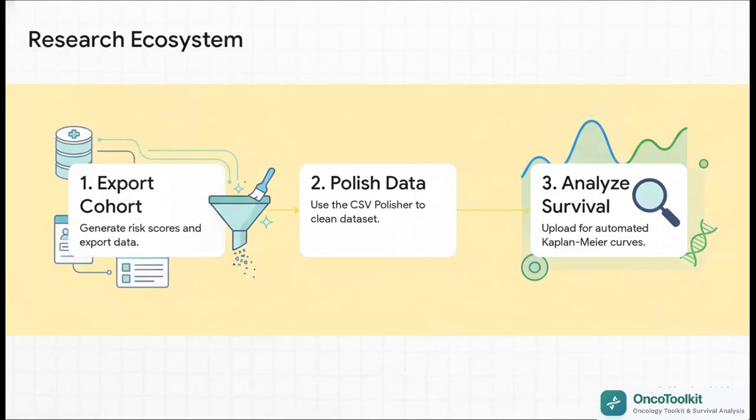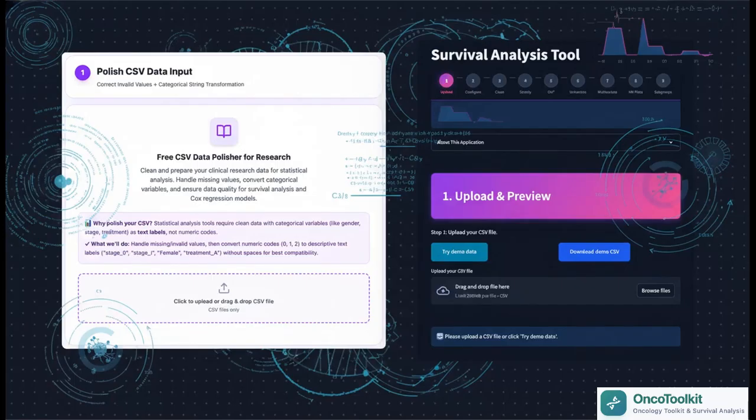And that export is just the first step in a whole research ecosystem. You can take that raw data, use our free CSV Polisher tool to instantly clean it up and handle any missing values, and then upload it directly into our survival analysis tool. The entire workflow is designed to be completely seamless. You just move from the data polishing stage right into the analysis tool, which can automatically generate your publication-ready Kaplan-Meier curves, log rank tests, and even Cox regression models. It's a true full-circle path from a clinical calculation to a real academic insight.